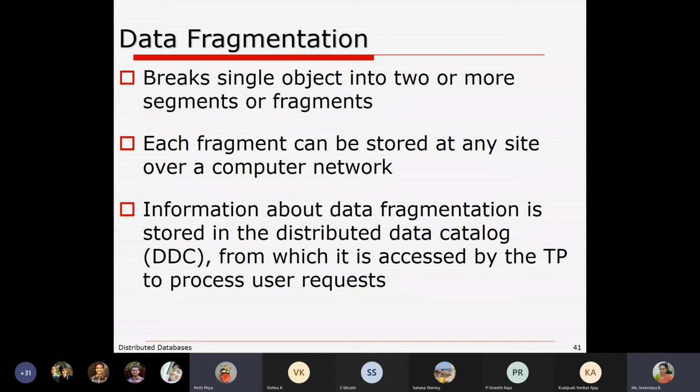Now, one more point I have to mention about data fragmentation is that you need to know where exactly each of these fragments is stored. That is stored in a file called the distributed data catalog, or DDC. This DDC is accessed by the TP, the transaction processing unit, as well as the data processing units for processing a user request, because the transaction processing unit should know where each of these tables is located, and it learns that from the distributed data catalog.